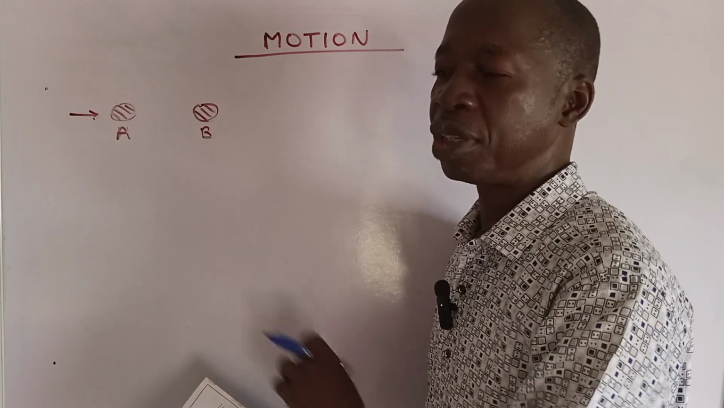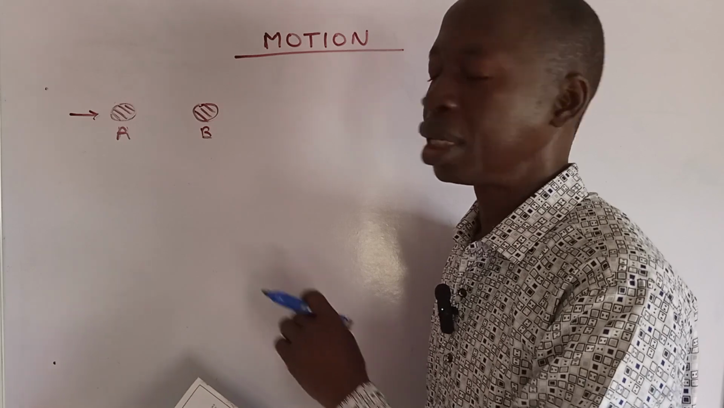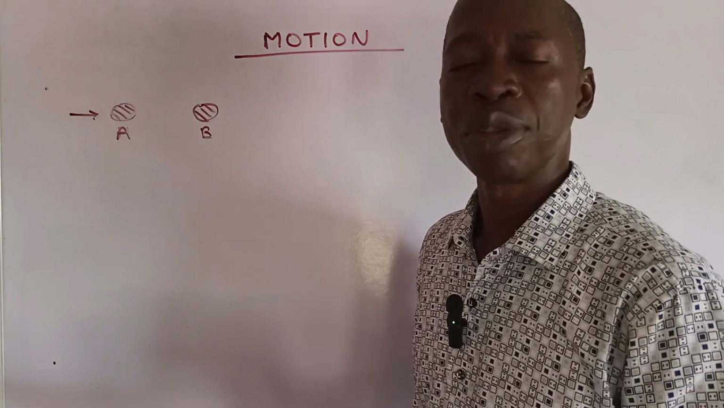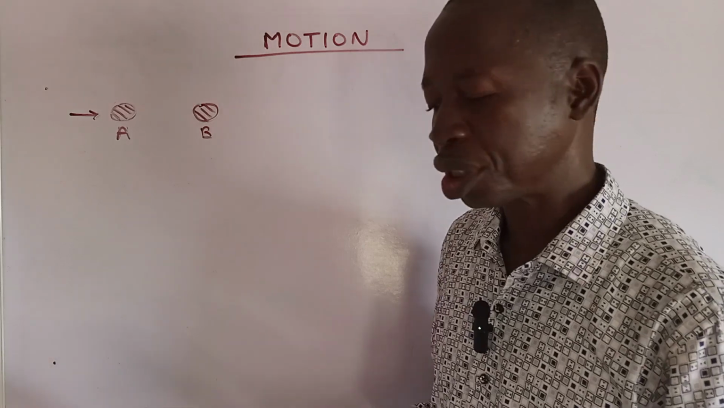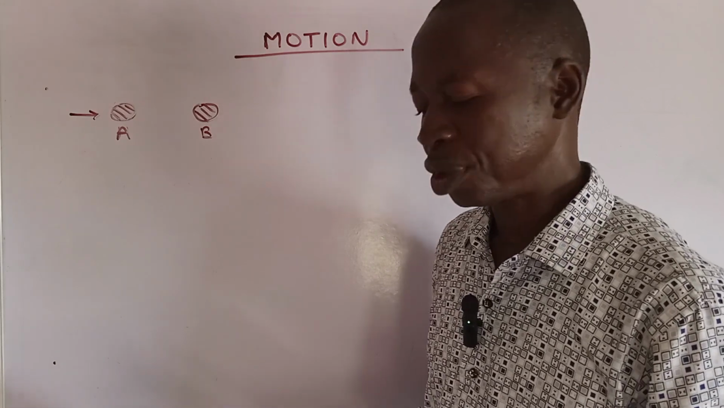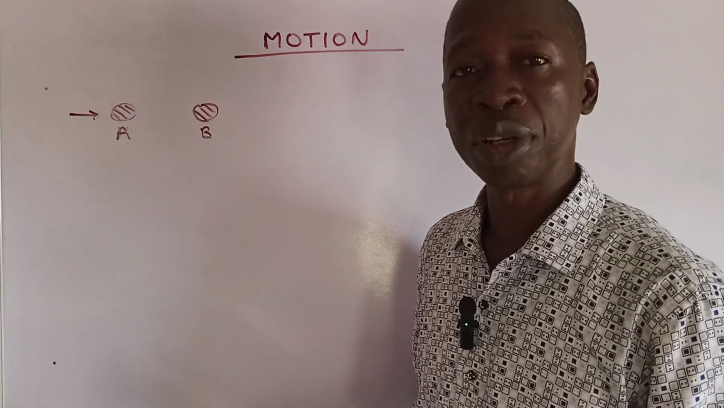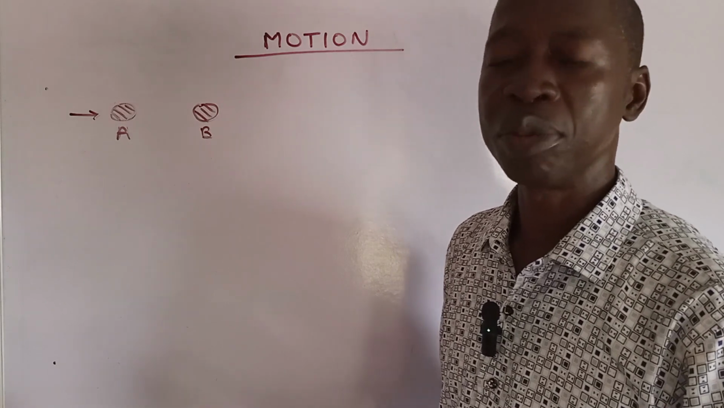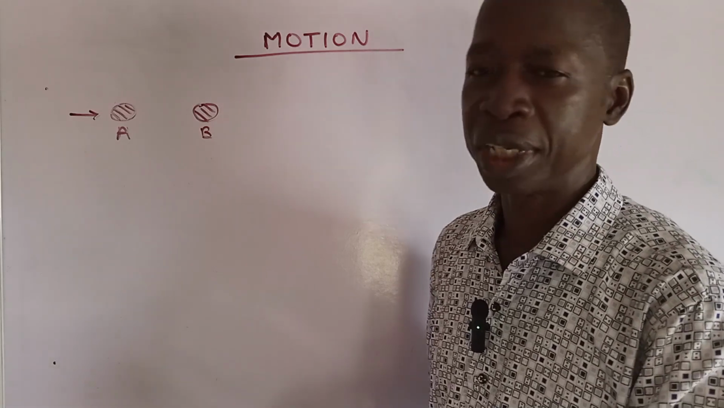So time is involved in motion, and then there's a change of position also in motion. That's the space we are talking about. Now, we move on to types of motion. Under types of motion, we have linear motion, circular motion, projectile motion, random motion, oscillatory motion, and of course, what we call simple harmonic motion. But we are going to be considering linear motion in today's class.